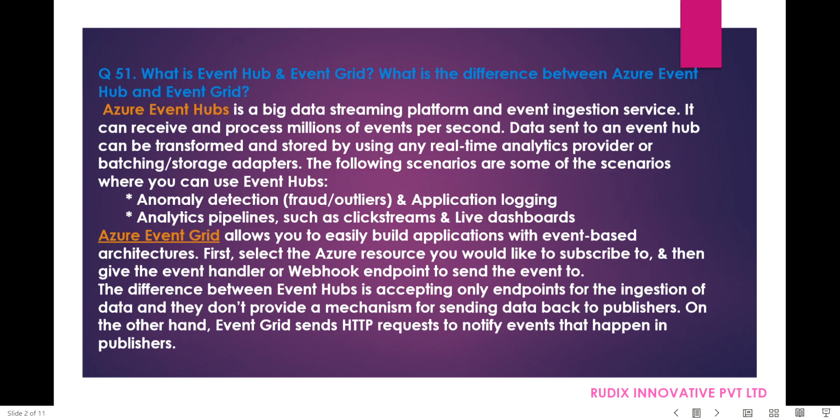Next, Azure Event Grid. It allows you to easily build applications with event-based architectures. First, we select the Azure resource we would like to subscribe to, and then give the event handler or webhook endpoint to send the event to. The difference is that Event Hub accepts only endpoints for the ingestion of data and doesn't provide a mechanism for sending data back to publishers. On the other hand, Event Grid sends HTTP requests to notify events that happen in publishers. So these are the differences between Azure Event Hub and Event Grid.